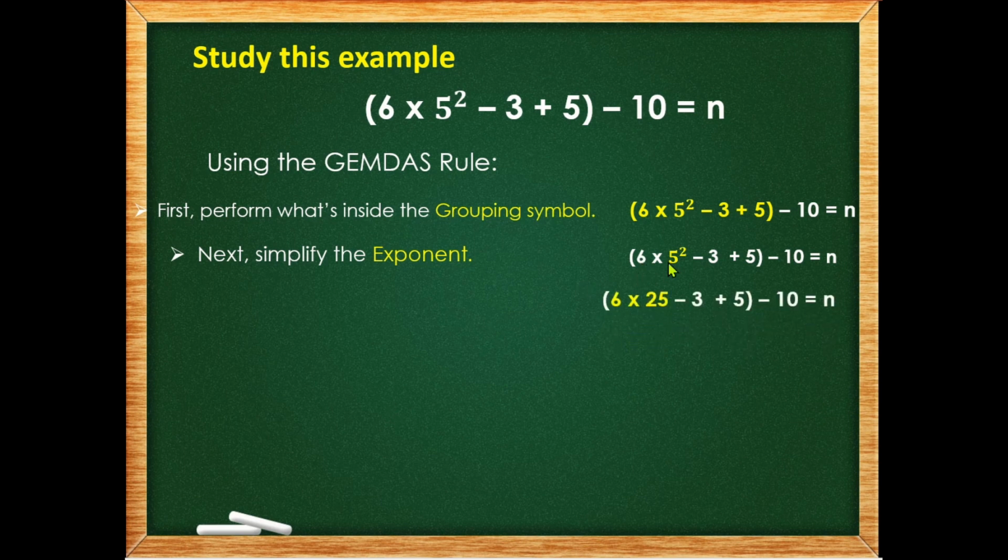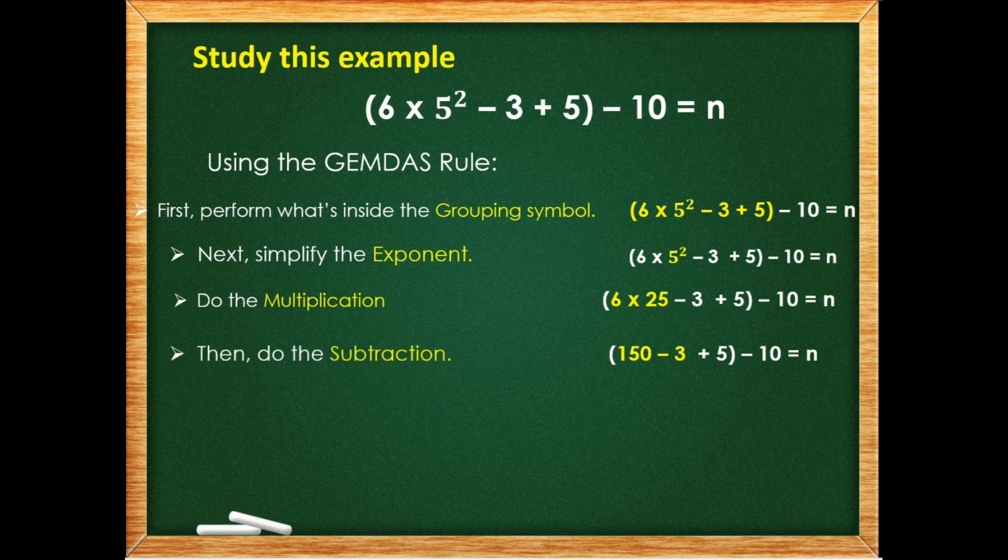So we have 6 times 5 times 5 is equal to 25 minus 3 plus 5 minus 10 is equal to n. Then do the multiplication. 6 times 25 is equal to 150 minus 3 plus 5 minus 10 is equal to n. Then do the subtraction. 150 minus 3 is equal to 147 plus 5 minus 10 is equal to n. Then do the addition. So 147 plus 5 is equal to 152 minus 10 is equal to n.